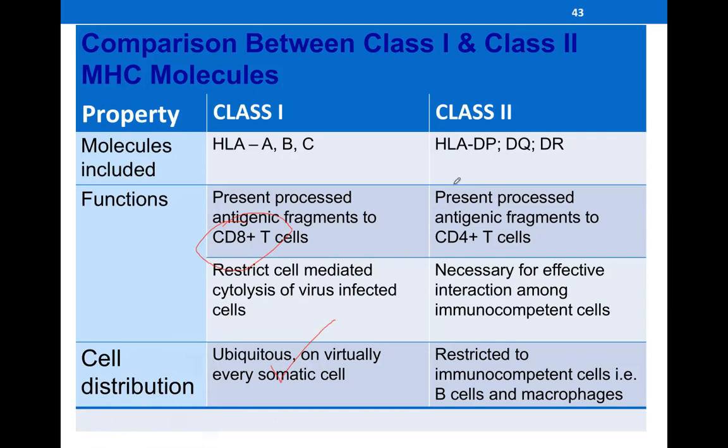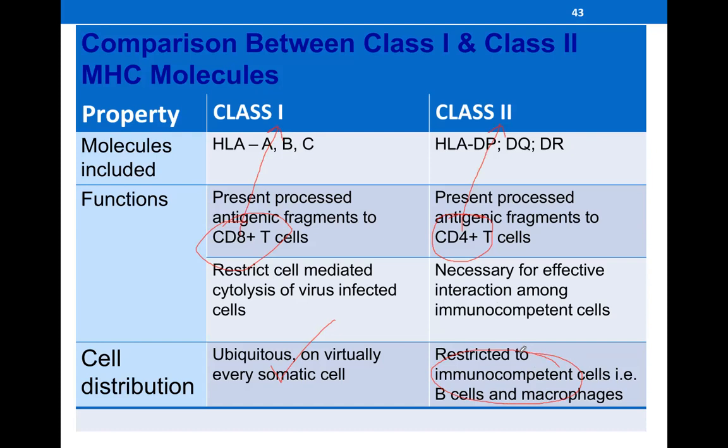As opposed to class 2, they present the processed antigenic fragments to your CD4 T cells. In class 1, it's CD8. In class 2, it's CD4. They are necessary for an effective interaction among immunocompetent cells. And take note of this, the cell distribution of your class 2 is only restricted to immunocompetent cells, such as your B cells and macrophages. Only immunocompetent cells are restricted when it comes to class 2 or MHC class 2.